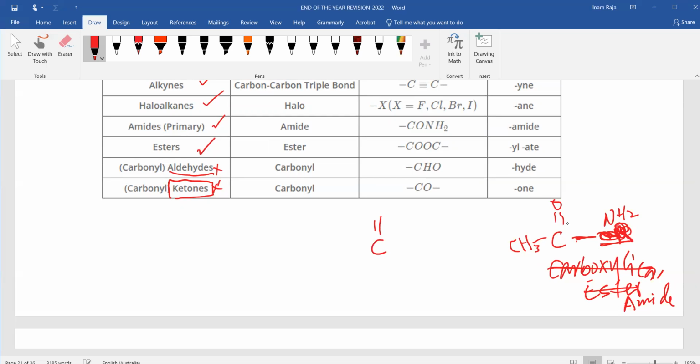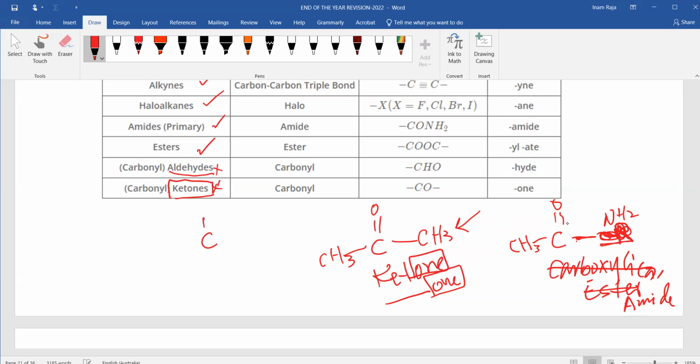Similarly, if you have a carbon-oxygen double bond, and on both sides you have a carbon containing group like CH3 or C2H5, this type of group is called ketone. So you don't need to name these groups, but you should be able to know that this is a ketone group and that it ends with ONE, like propanone, because you have not done naming of other things. So if you see anything ending with ONE, that is a ketone.